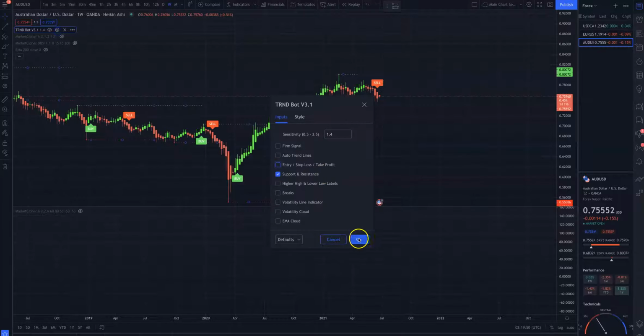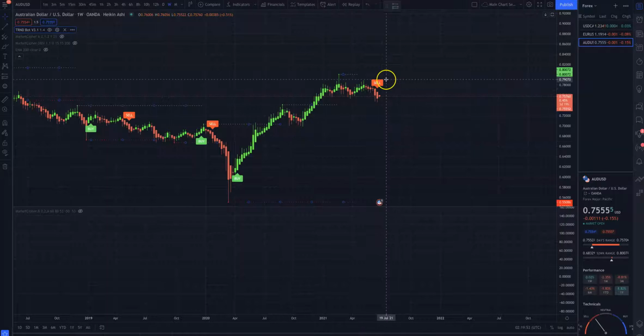One of my favorite parts of TrendBot is the support and resistance. You don't have to draw it. You basically just click that button I just clicked, and if you look down here, this was support. This is resistance. Then this became resistance, and then this resistance here actually turned into support when this resistance came about. So it's good if you don't want to draw lines, kind of have the bot do it for you.